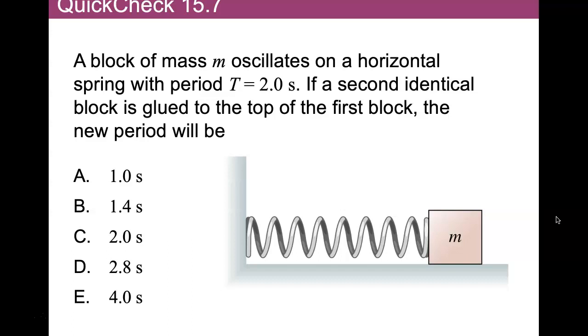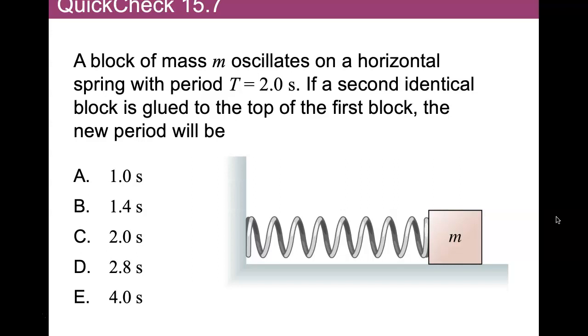All right. This is another problem, again, checking the relationships we derived. Again, do the same thing, try to find the correct answer, pause the video. So what can we say here? Say if a second identical block is glued to the top of the first block, what happens to the new period? Okay. So what happens?